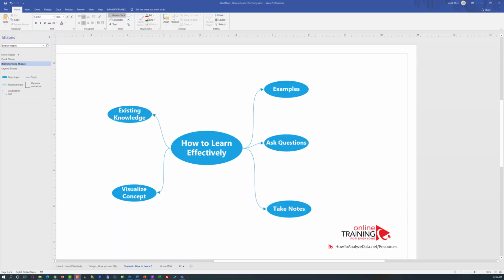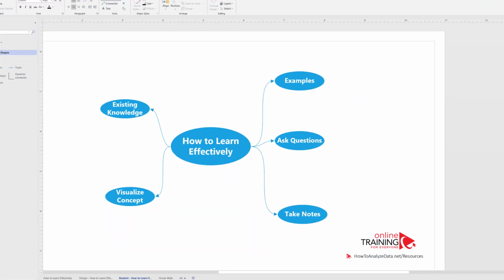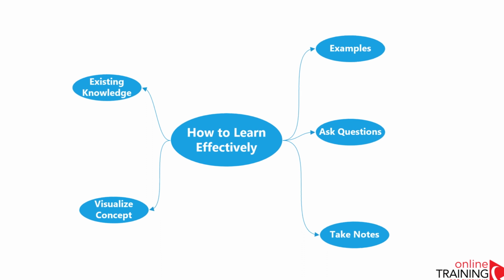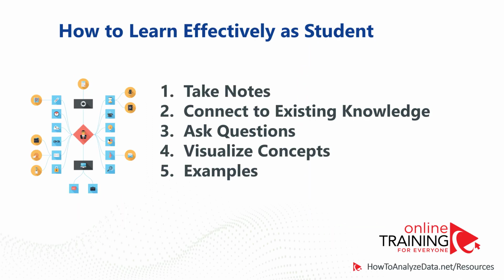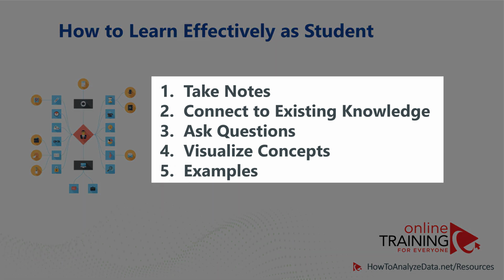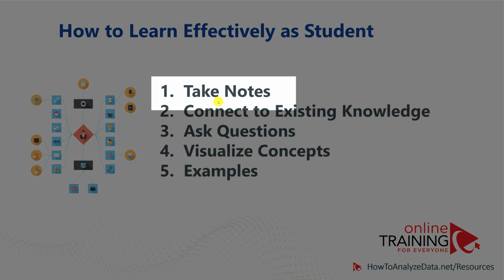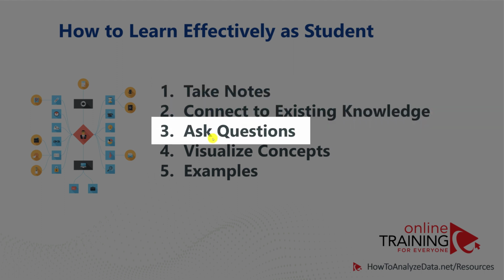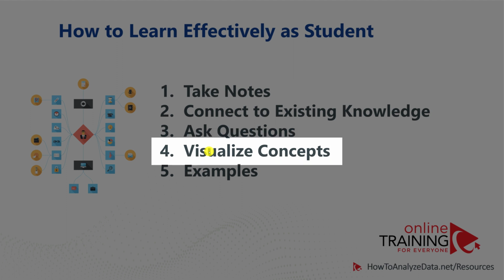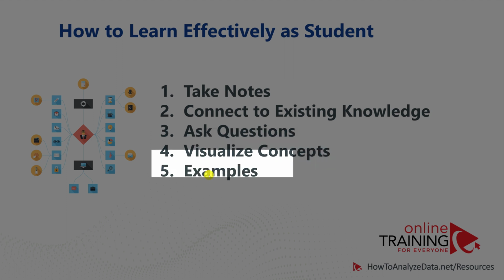One of the coolest things about mind map is that you can keep expanding the levels of it until you find all the answers or come to the solutions. For example, when you were doing initial brainstorming, you might have come up with 5 different ideas of how to learn more effectively as a student. You can take notes, you connect new information to existing knowledge, you can ask questions, you can visualize concepts, you can review and process the examples.